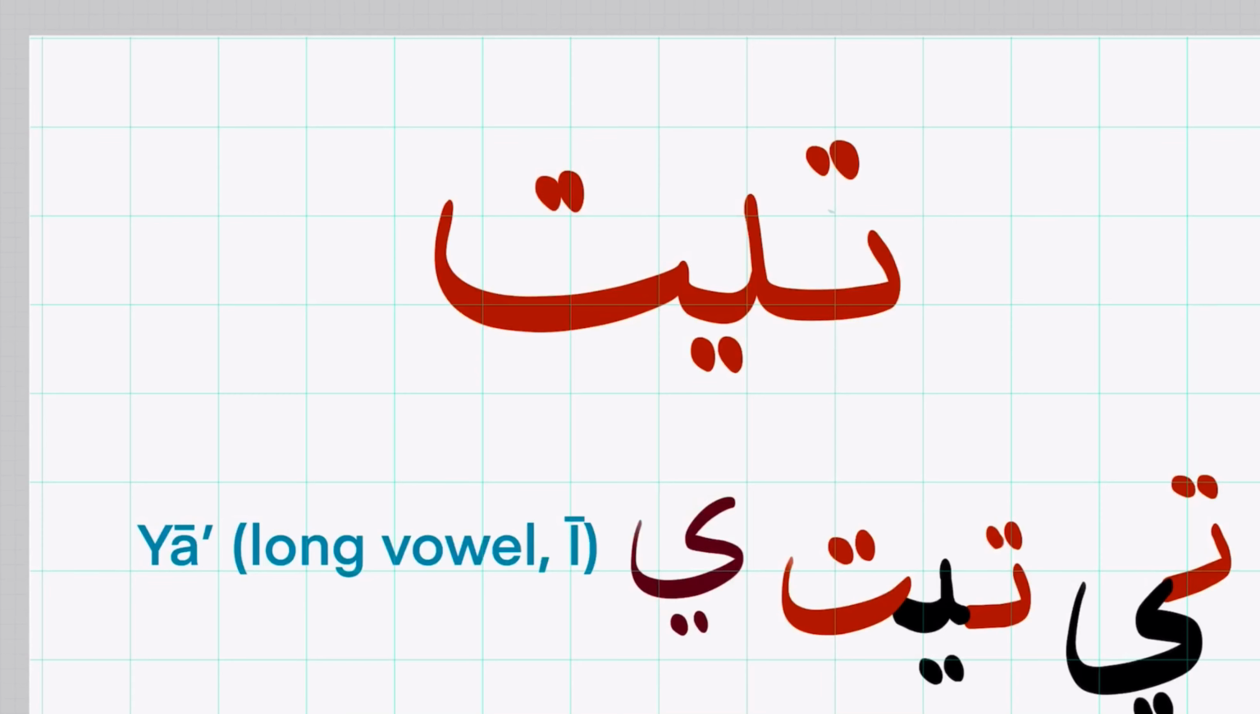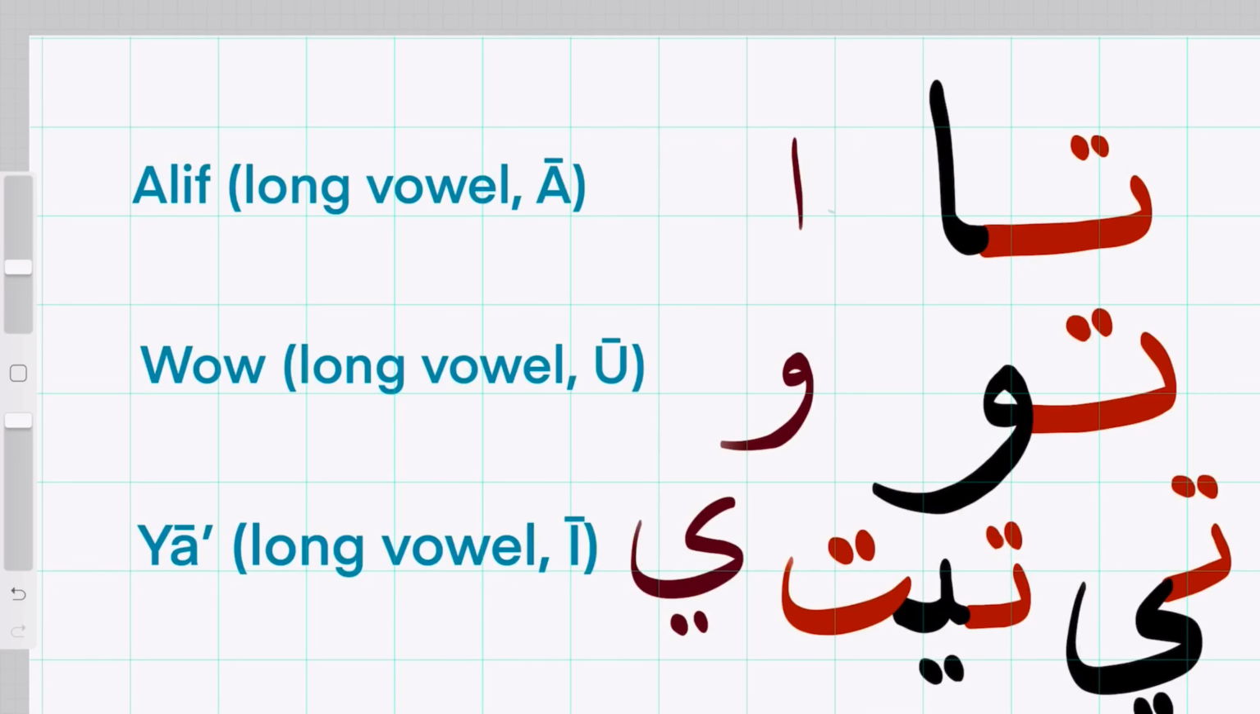Excellent. So this covers the three long vowels. Here you see the three long vowels: alif, waw, and ya, or a, oo, and e together attached to the ta letter on one sheet. Pause the video, practice on your own, create your own words and styles, and feel comfortable. Good. Next session.